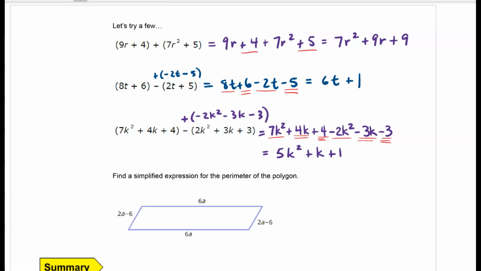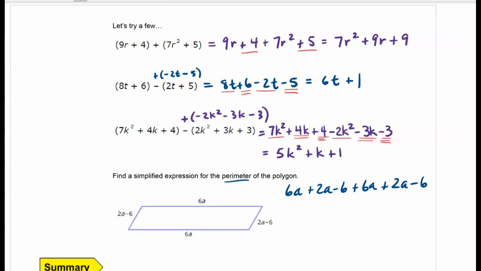Find a simplified expression for the perimeter of the polygon. Remember, a perimeter is adding up all the edges. So I can start on any edge and then just add the edges together. 6a plus 2a minus 6 plus another 6a plus a 2a minus 6.